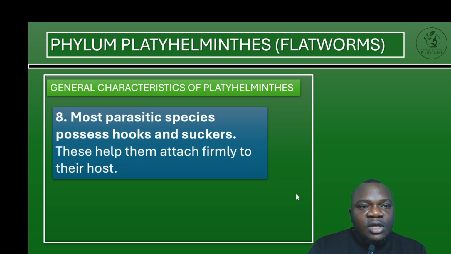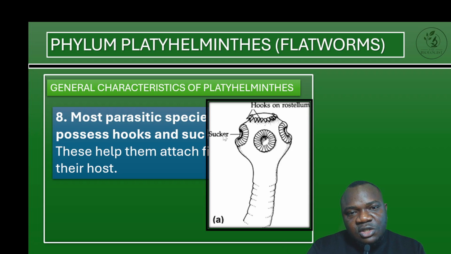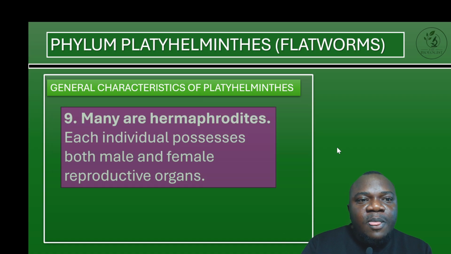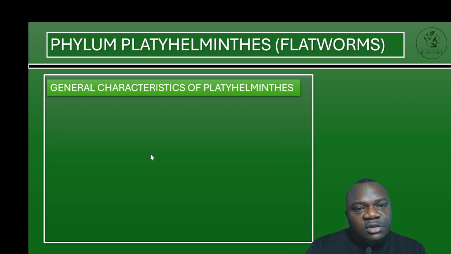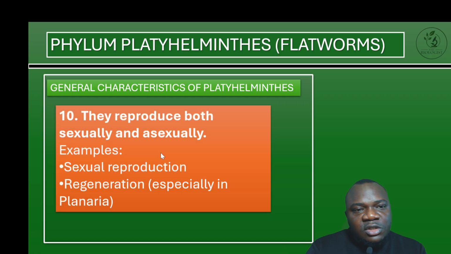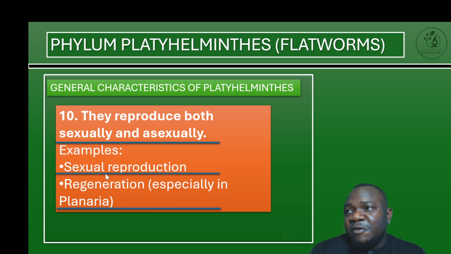All right, so most parasitic species possess hooks and suckers. And this helps them to attach firmly to their host and cause harm to the host. So you can see this is a sucker and this is a hook. All right. So many are hermaphrodites. When you say hermaphrodite, it means they have both the male and the female organs, and they reproduce both sexually and asexually. For example, we have sexual reproduction, and we also have regeneration, especially in Planaria. So regeneration is common in Planaria.